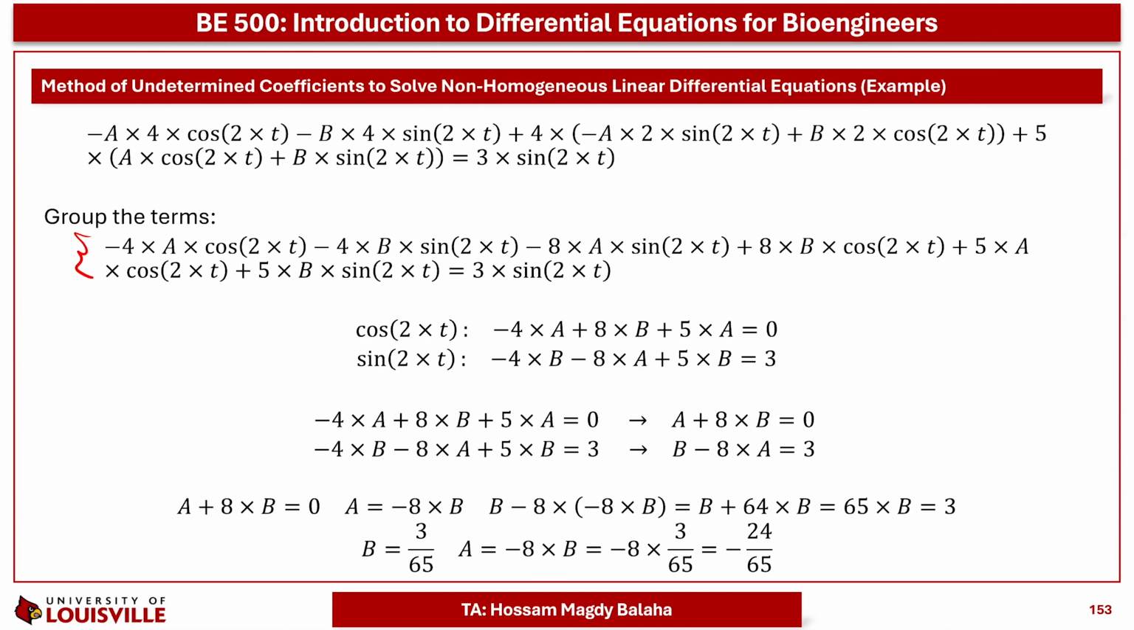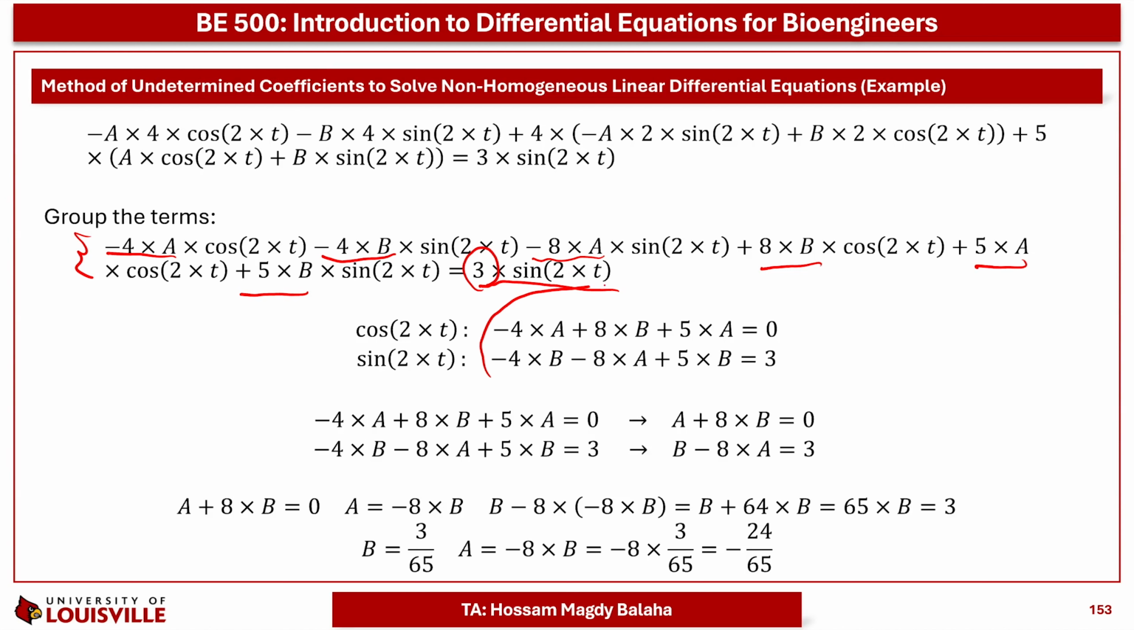Then find the coefficients of sine and cosine so that you can find the values for a and b from the left and right sides. The coefficient of cosine will be negative 4a plus 8b plus 5a equals 0, because the right hand side doesn't contain any cosine term. And the coefficient of sine will be negative 4b negative 8a plus 5b equals 3, as the right hand side has sine with a coefficient of 3.